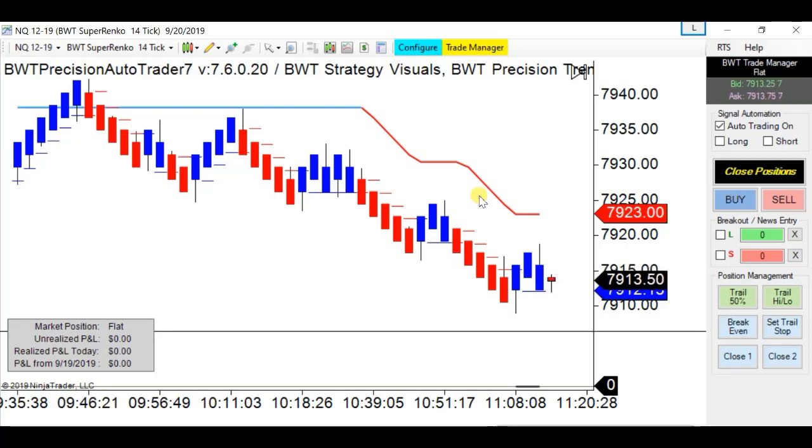But for me, I'm not going to take a short here. This is right at the support of 79.10. I'm not doing that. But if we have a retracement to around the step MA, 23, 25, if we have a retracement there, then I'll enable the shorts.